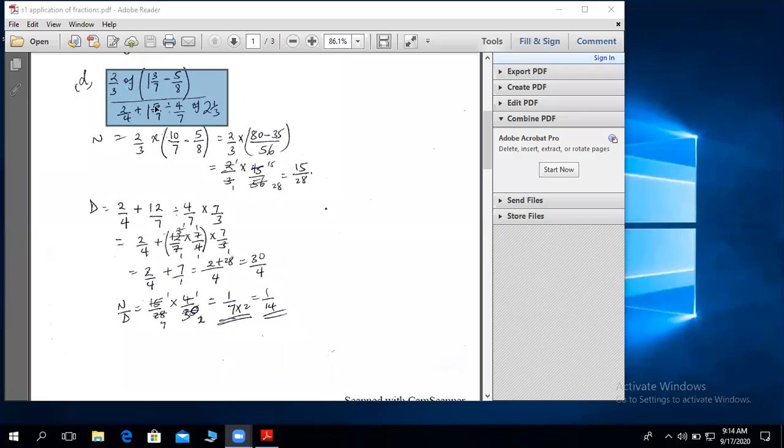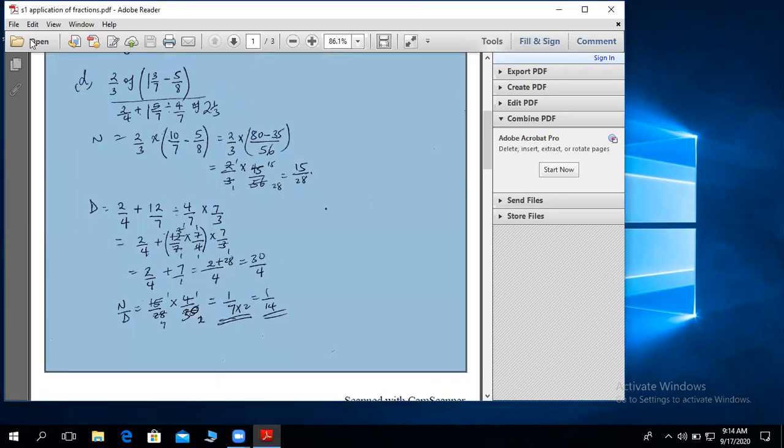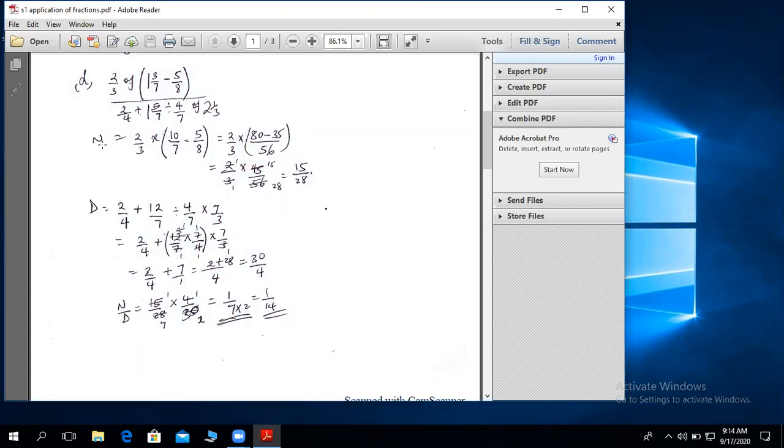I was very clear. I told you when you have a fraction like this, first deal with the numerator alone, then deal with the denominator, then divide later. Some of you did not listen to me and they failed. So I begin by looking at the numerator.